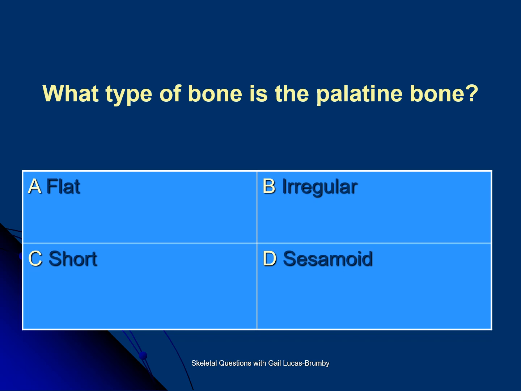What type of bone is the palatine bone? Is it A, a flat bone? B, an irregular bone? Is it C, a short bone? Or is it D, a sesamoid bone? The answer is B, irregular.